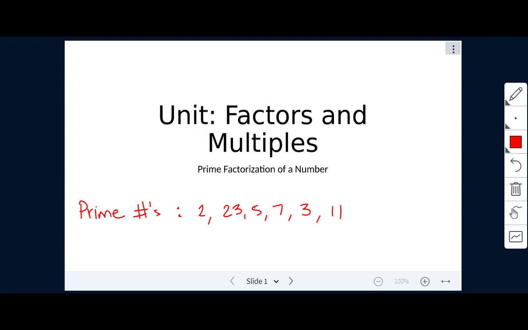All right, so today's class, we are looking at prime factorization of a number. So here we were just doing a quick review on prime numbers. So we just listed out some prime numbers here.